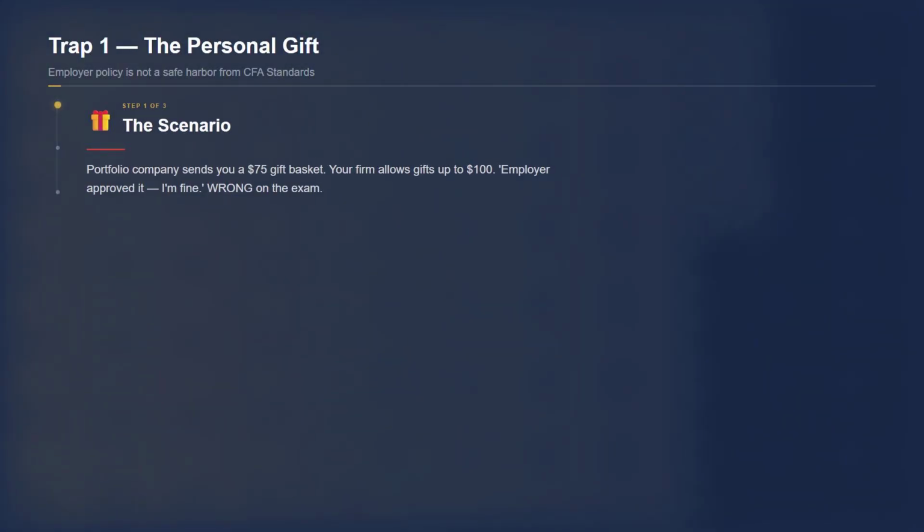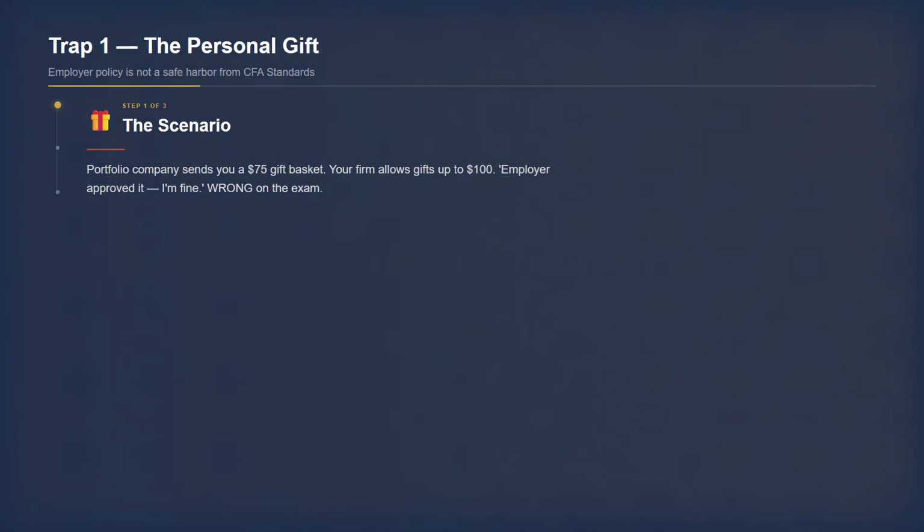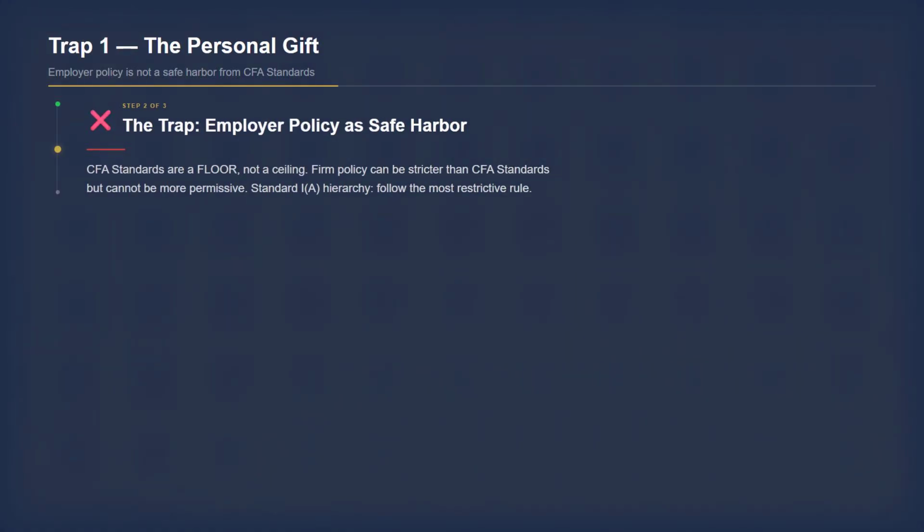Trap 1. The personal gift. A portfolio manager you cover sends you a $75 gift basket at the holidays. Your firm's written policy allows gifts up to $100. Can you accept it? Here is where most candidates fail. They stop at "employer policy allows it" and mark that as the answer. That is almost always wrong on the exam.